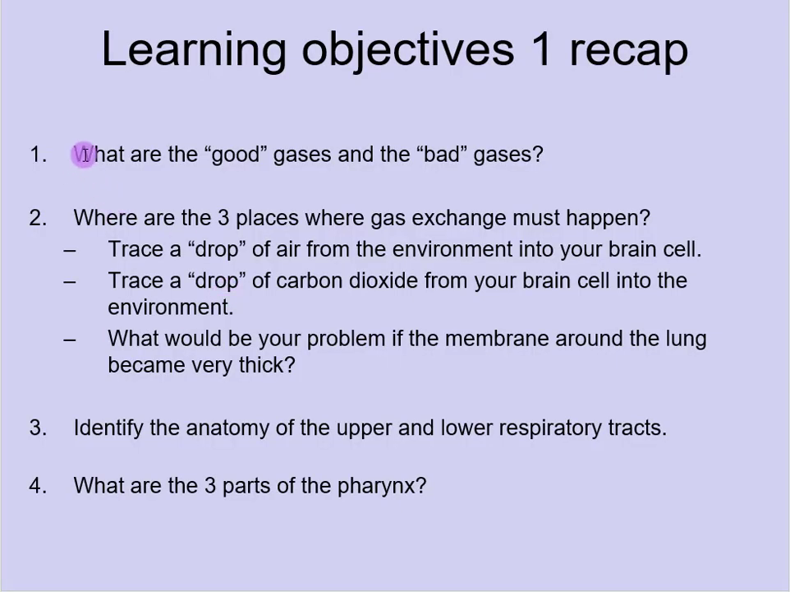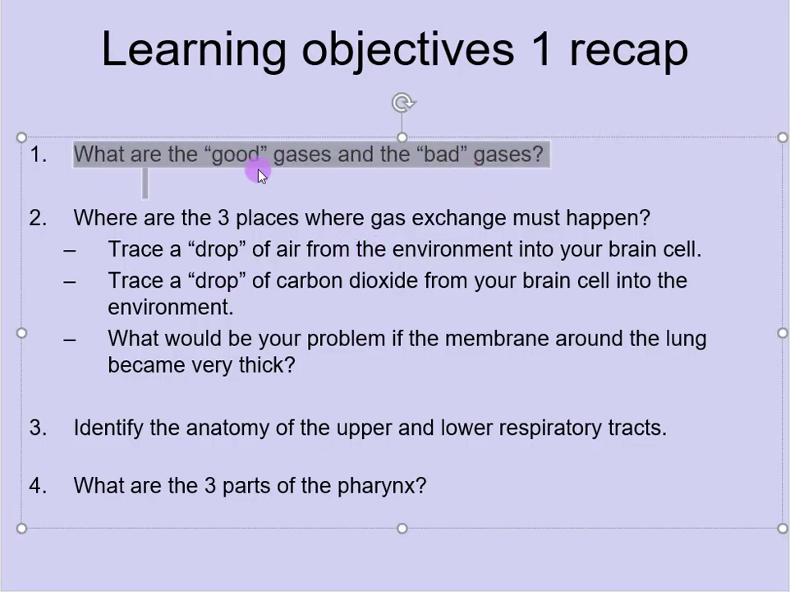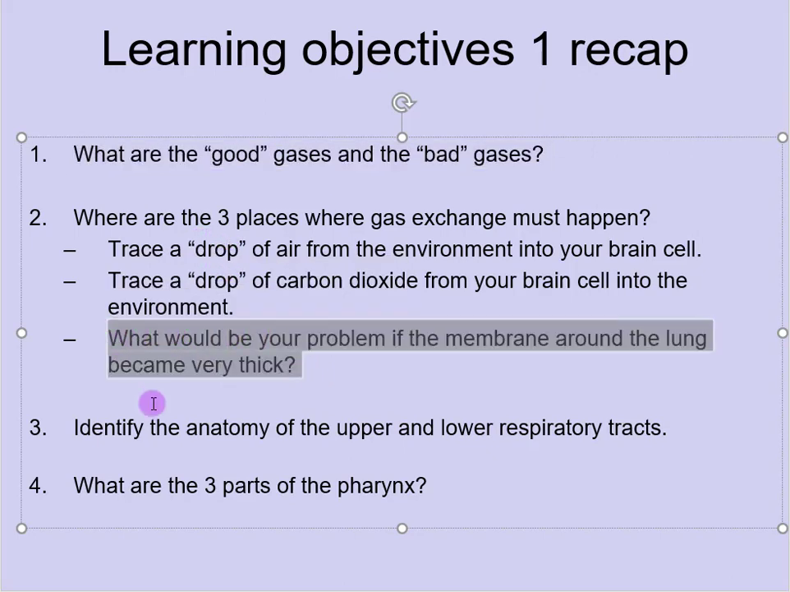Okay, so to wrap it up, we've covered the good and bad gases, oxygen and carbon dioxide, respectively. We've traced drops of air. We talked a little bit about what would happen if the membrane got real thick. We looked at the anatomy of the upper and lower respiratory tracts and identified parts like the concha as well as the tonsils. And then finally, we identified the 3 parts of the pharynx. So that'll wrap it up for video number 1.